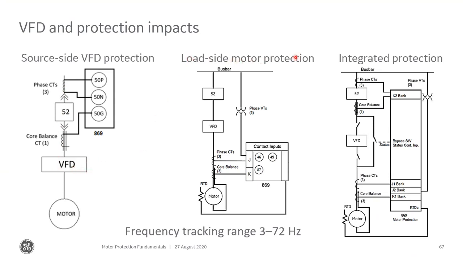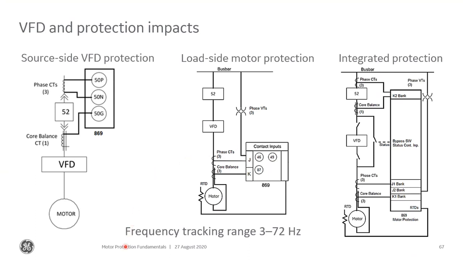You can also set it up for load side motor protection, and this will get you your 46, 49, 87. This is your imbalance, your thermal protection, your differential protection. Again, this thermal protection and differential protection is very important for protecting the life of the motor. So it can be set up on the load side of the VFD and protected that way, or you can set up an integrated protection scheme, kind of a hybrid. It uses the source side and the motor side connections, and it just looks at whether the VFD is operating or not, and uses that to enable or disable some of these functions.